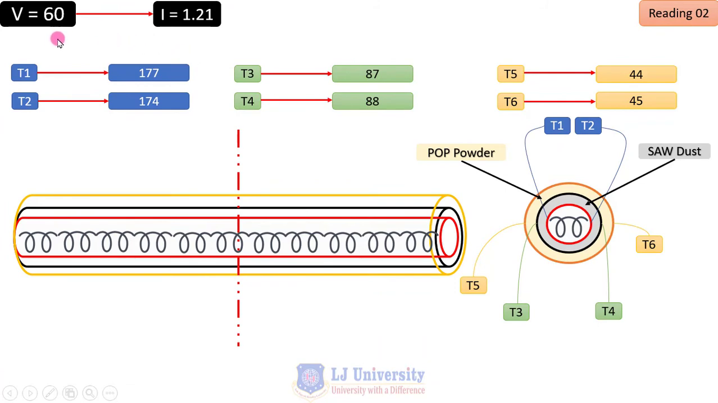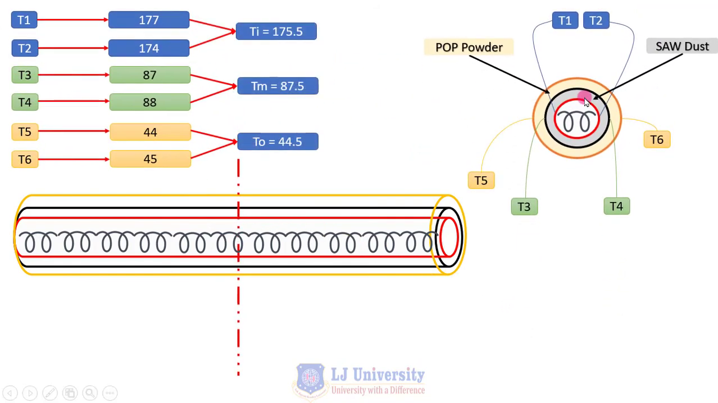If we set the voltage to 60, according to this voltage, a current of 1.21 ampere will flow from the heater. After the system reaches the steady state, we get T1, T2 as 177 and 174, T3, T4 as 87 and 88, and T5, T6 as 44 and 45. Repeating the same calculation, we get the temperature of the inner cylinder as 175.5, the middle cylinder as 87.5, and the outer cylinder as 44.5.